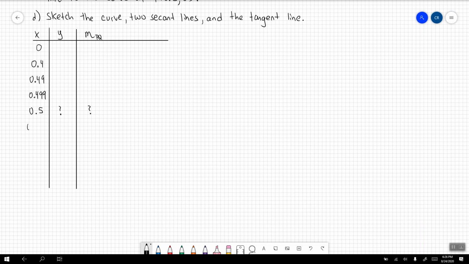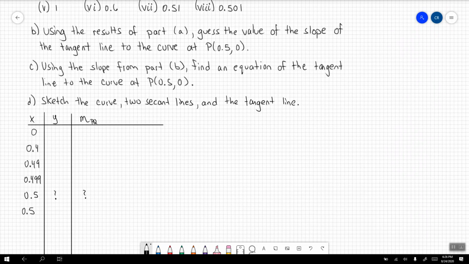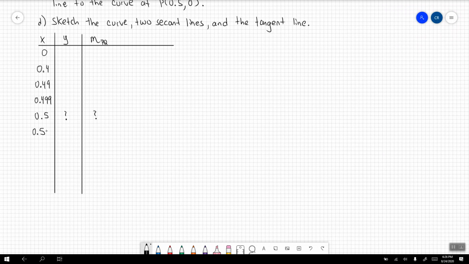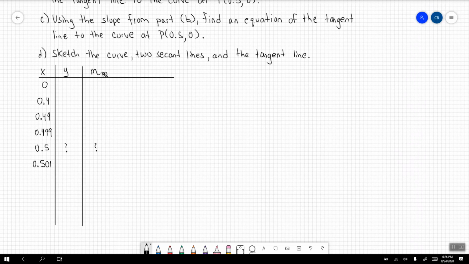So this is going to be 0.5, just making sure I'm grabbing this, 0.501. There we are. Then we get 0.51. Then we get 0.6, and then we get 1. There we are.